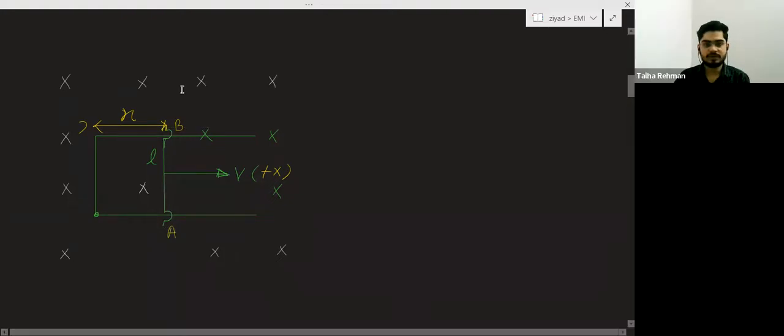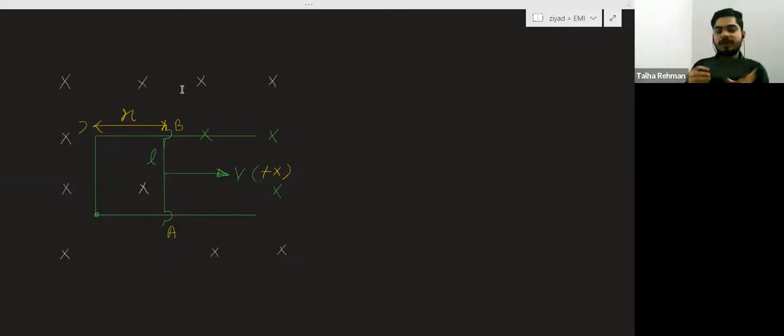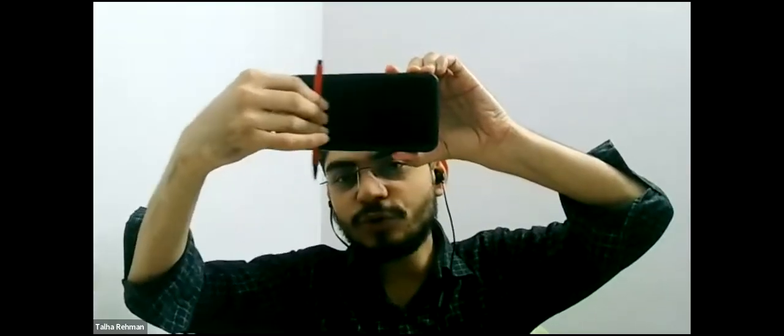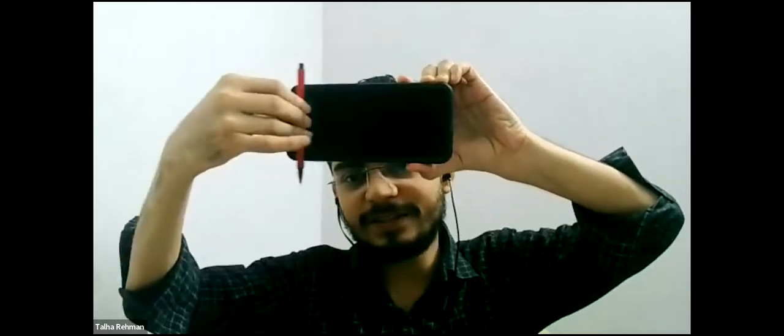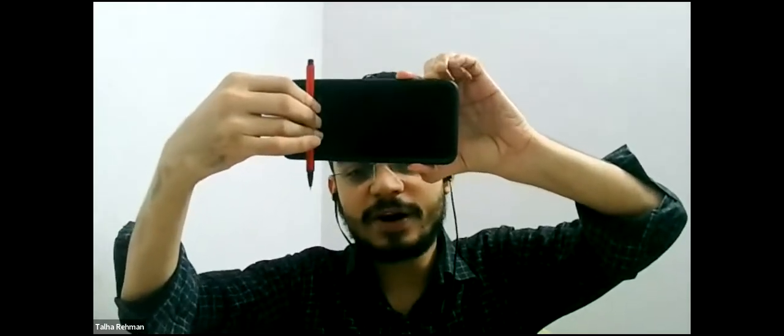Okay, let me explain what is happening here. Suppose this is your frame, and on this frame there is one wire, and this wire is allowed to move on this frame, like this and like this. Are you able to get it?